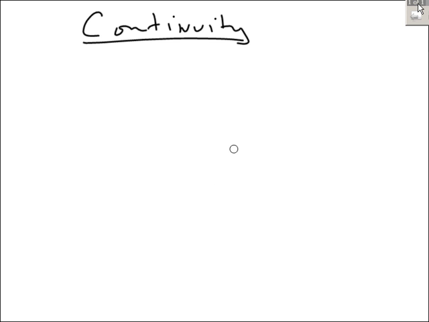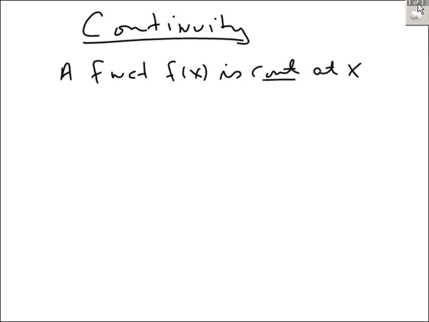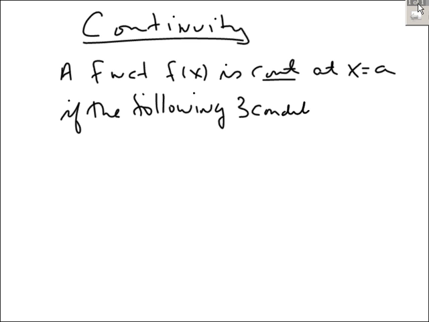Okay, but that's not a mathematical definition. But it works. Now let's give a real definition. A function f of x is continuous at x equal a if the following three conditions are satisfied. If the following three conditions are satisfied, then the function is continuous at a.